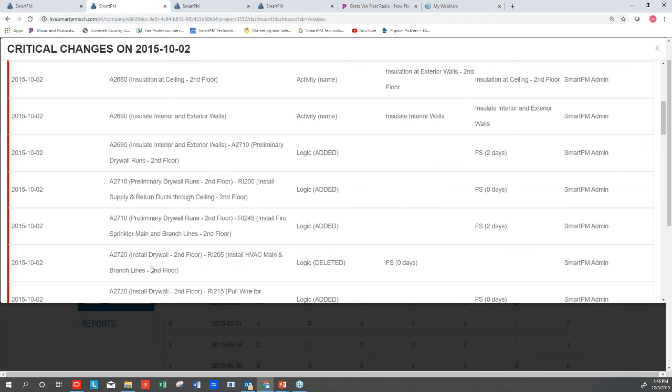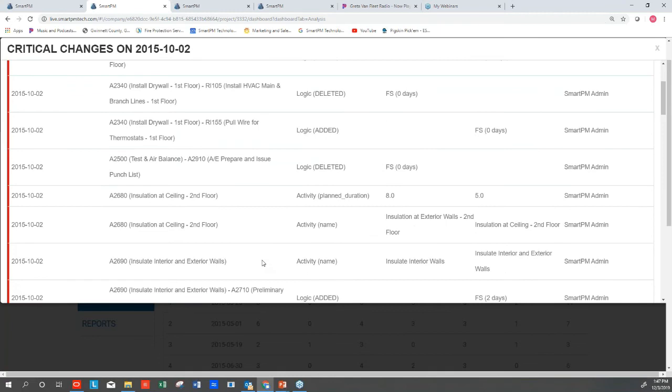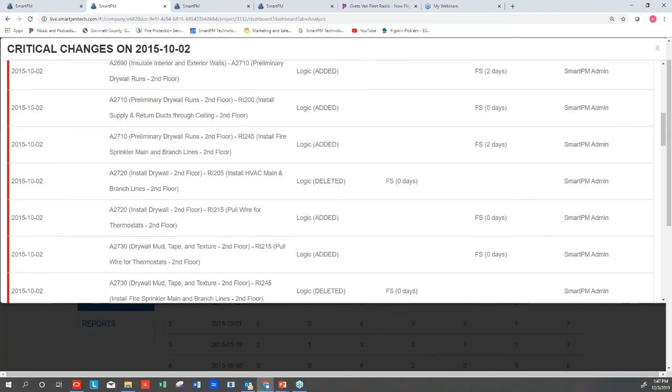Right here, we can see that they were deleting logic between the installation of drywall and the installation of HVAC mains. Now, that's something that you might want to question: are they really doing that work in tandem now? Are those the two things that are happening? They did it again here on the first floor. So we want to make sure that that's possible. We want to make sure that that's one of those things that is now unreliant, that they are maybe delayed, but they do have a mitigation strategy to start drywall a little bit early. Just a couple examples here.